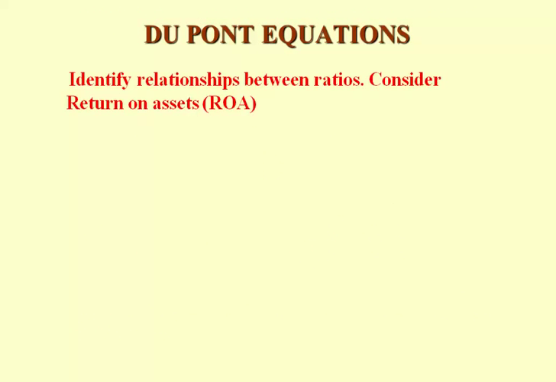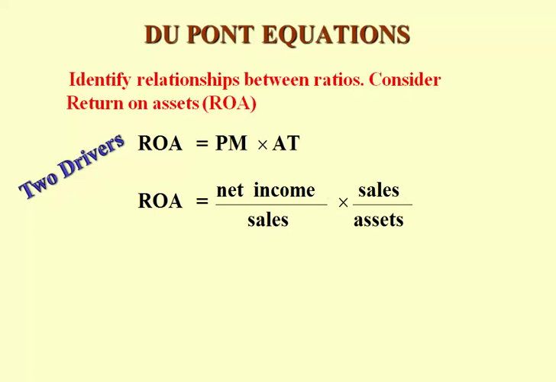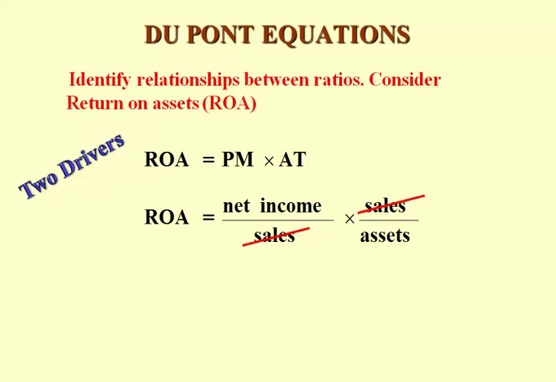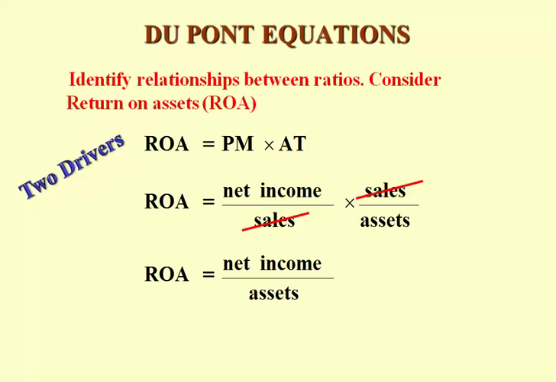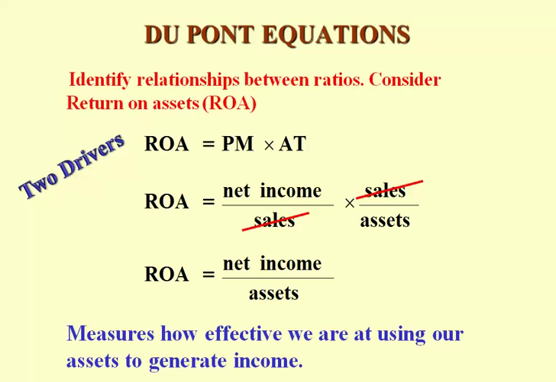The DuPont equations examine the relationship between various ratios. Consider return on assets. Return on assets has two drivers, the profit margin and the asset turnover. Again, our profit margin is simply our net income divided by sales, and our asset turnover was how efficient we were at using our assets to generate sales, and that was sales divided by assets. Our sales cancel out, leaving us with our net income over assets, which is our return on assets, a measure of how effectively we are at using our assets to generate income.